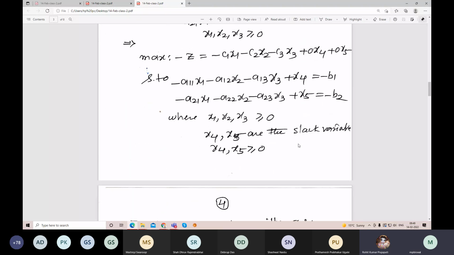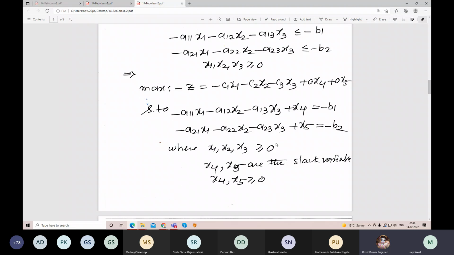So this problem, the way we have presented it, has two equations and five unknowns. This x4 and x5 are slack variables, and they are non-negative. x1, x2, x3 are also non-negative, because in a linear programming problem all variables are non-negative. Slack, surplus, artificial, any variable is non-negative. If we find the value is negative, then it is infeasible. Yes or no?